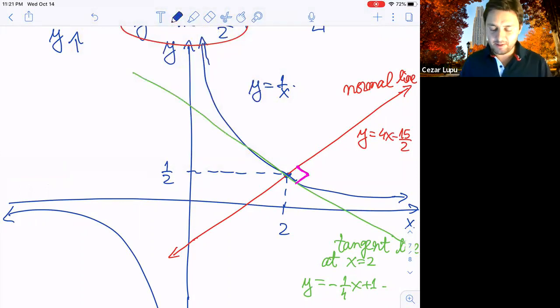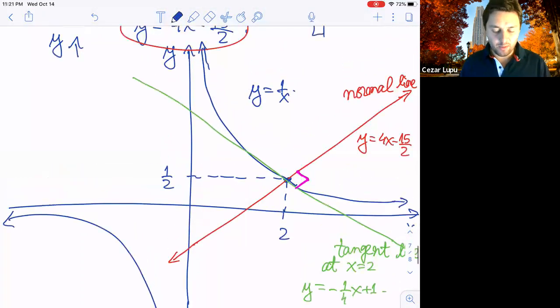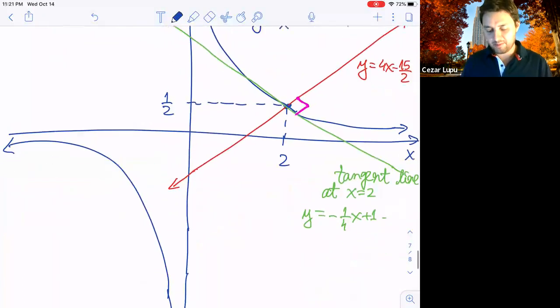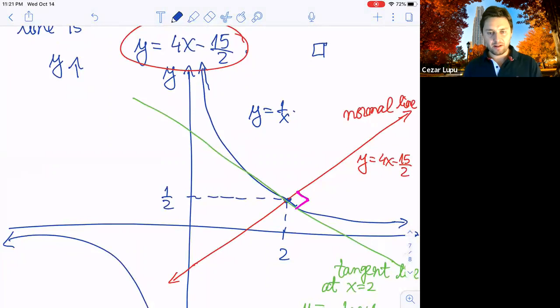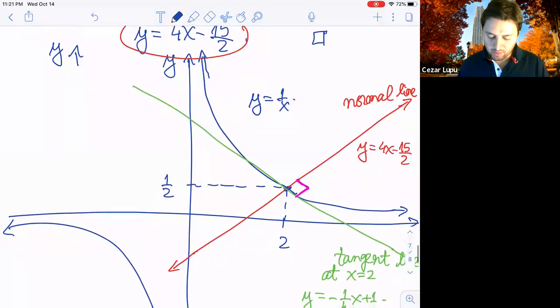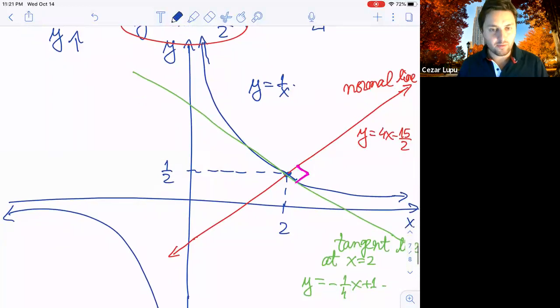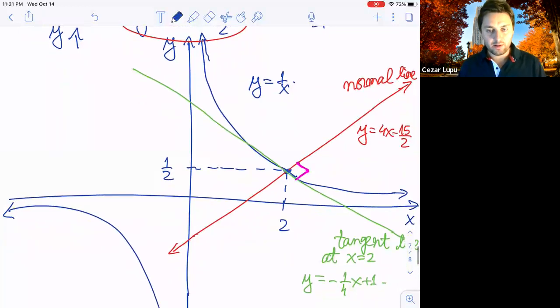And now let's just say formally what it is. So I think you can see in the picture, I think everything is clear from the picture. Even if you look at the slopes, right? The slope of the normal line is 4, and the slope of the tangent line at the point x equals 2 is -1/4. And if you take the product of these two, it will give you -1, which is exactly what we want to happen when two lines are perpendicular.